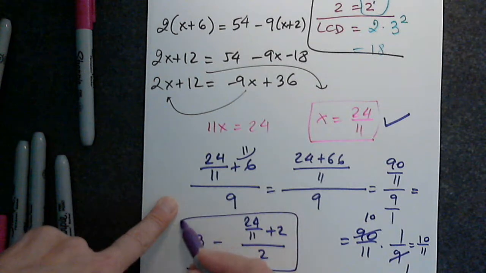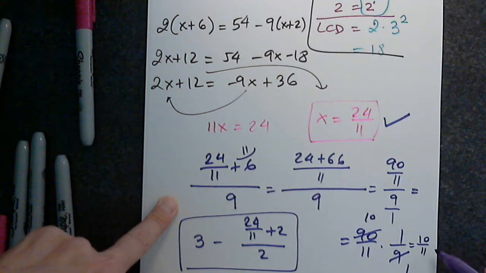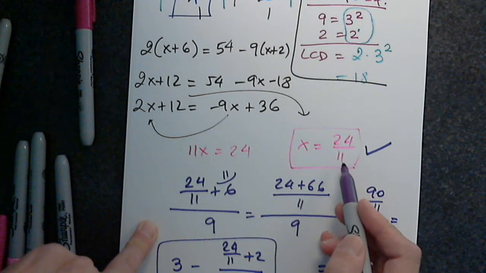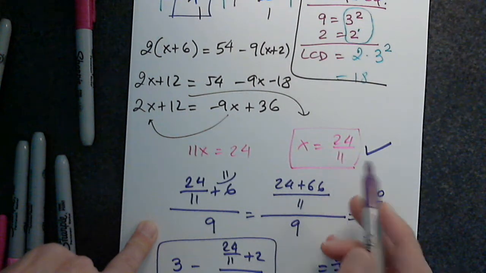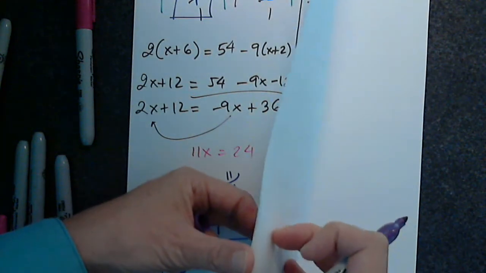If I get from here 10 over 11, I'll go back and say yes. If from here I do not get 10 over 11, then I'll say I made a mistake here, and this is not the correct answer. Okay, so let's check the second half, the other side, the right-hand side.